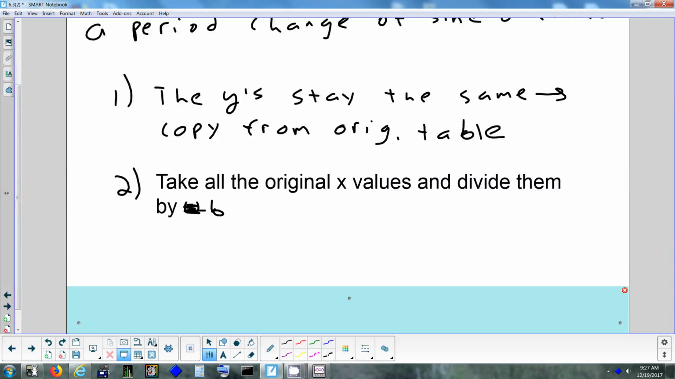If you're wondering what that little W is, that's an omega. And when I use a different book, that's the letter they use, but I think it makes more sense. It helps you to remember the order if you remember B instead of a Greek letter for this problem. Okay, so now to find the new x values, take the old ones and divide them by B.